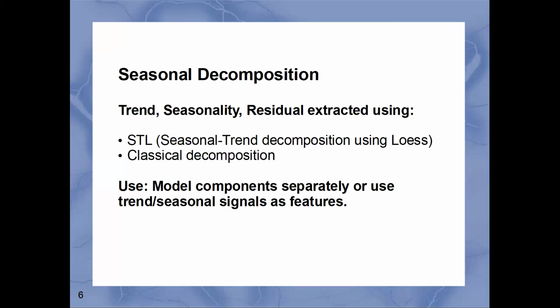So for example, we can use seasonal decomposition and look at the trend, seasonality, or the residual extracted using, for example, STL, the seasonal trend decomposition using LOESS, and the classical decomposition. So the use for this is to model components separately or use trend and seasonal signals as features for your predictions.